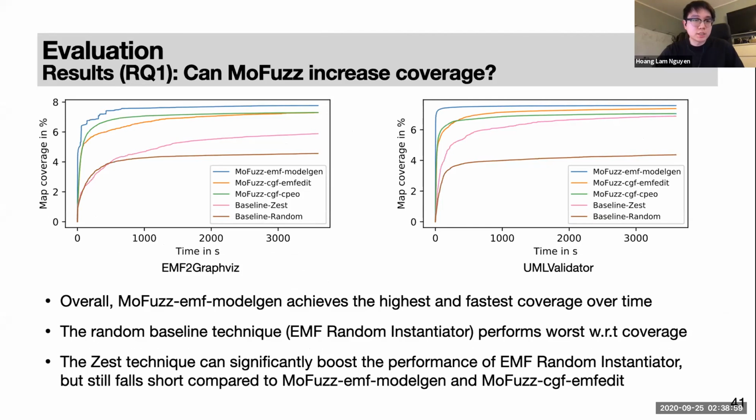What we can also see is that the pure random approach performs worst with respect to coverage. Boosting it using the ZEST technique can significantly improve the performance, but it still falls short of our custom domain-specific mutations as well as the graph grammar-based technique.